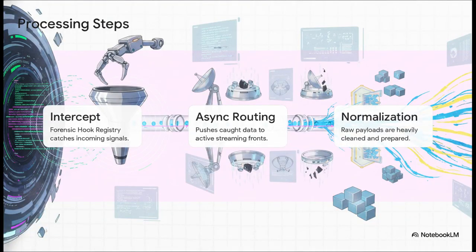All right, so once the data actually passes that dimensional lock, we need to look at how it's caught and processed. And this brilliantly illustrates how the abstract Python code acts like a highly organized, completely tangible step-by-step assembly line. Step 1 is the runtime intercept, where a forensic hook registry basically acts as a net to catch incoming signals. Step 2 is async routing, which pushes that caught data out to the active streaming fronts. And finally, Step 3 is data normalization. That's where those raw payloads get heavily cleaned and prepared for the next stage.